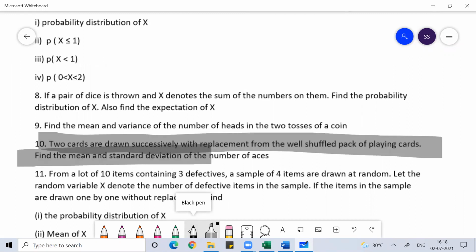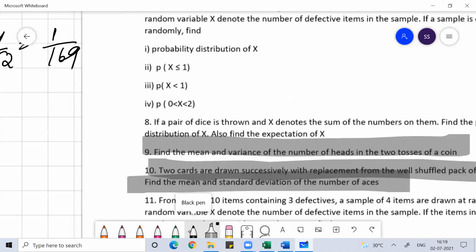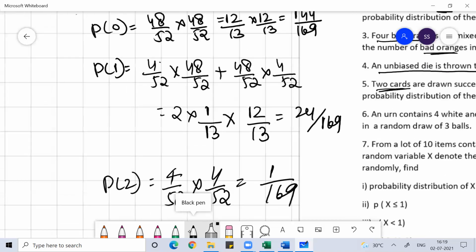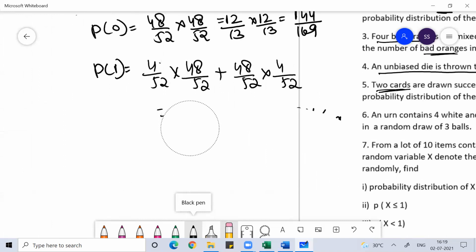Two cards are drawn successively with replacement from a well shuffled pack of playing cards. Find the mean and the standard deviation of the number of aces. Here in this question, you can see no probability is given. So without probability, how will we solve? We need to first find the probability. Right now, we are learning how we can work on probability calculation.